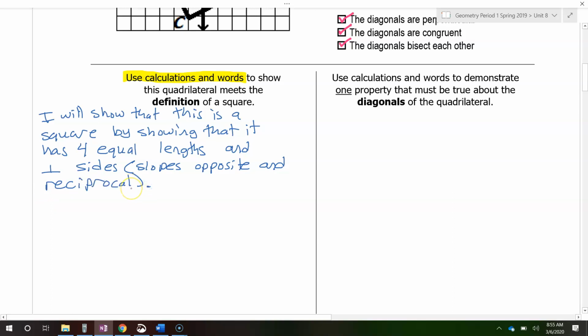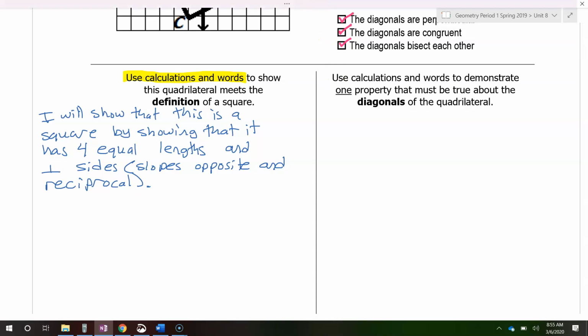All right, that's a little bit longer than our average introduction because it's really two problems in one. We're basically proving that this is a rhombus, and we're proving that it's a rectangle. So it's double the length of a normal introduction.